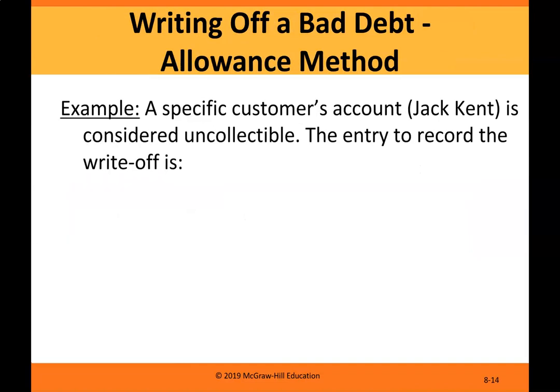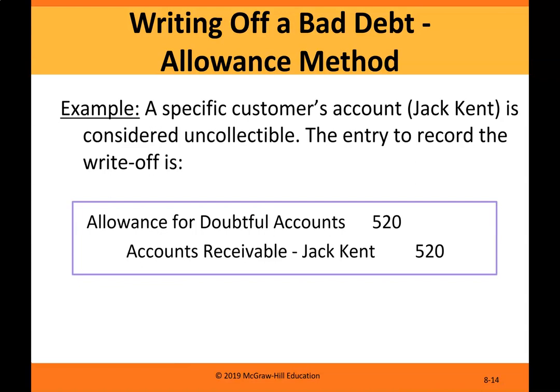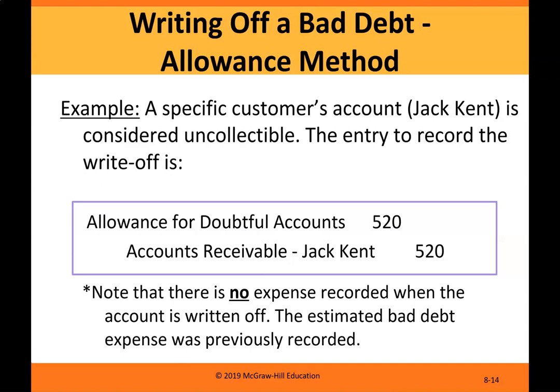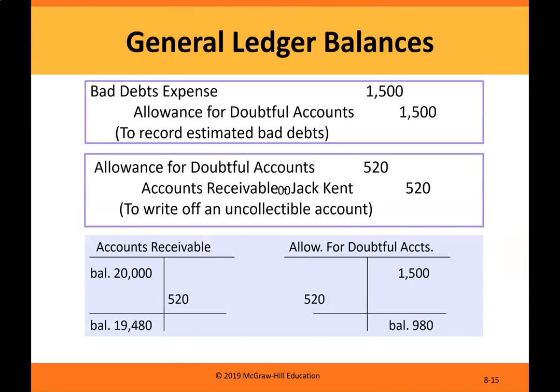Writing off a bad debt, allowance method. Example: a specific customer's account, Jack Kent, is considered uncollectible. The entry to record the write-off is debit allowance for doubtful accounts $520, credit accounts receivable Jack Kent $520. Note that there is no expense recorded when the account is written off. The estimated bad debt expense was previously recorded. General ledger balances.